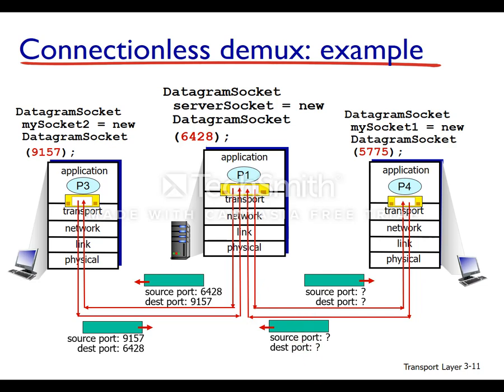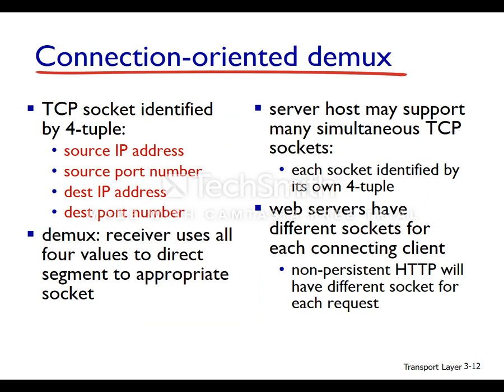Now, with connection-oriented demultiplexing, a TCP socket is identified by a four-tuple consisting of the source IP address, the source port number, the destination IP address, and the destination port number. And in demultiplexing, a receiver will use all four values to direct the segment to the appropriate socket. So a server host may be supporting many simultaneous TCP sockets, and each socket will be identified by its own four-tuple. Now, web servers can have different sockets for each connecting client. And with non-persistent HTTP, you're going to have a different socket for each request.